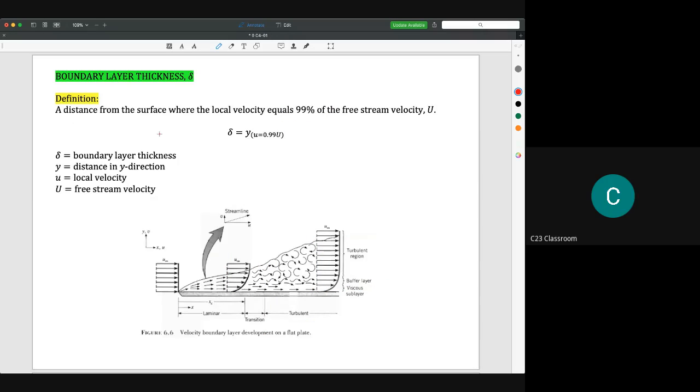Then we need to express it as a mathematical expression. So we could write just this one. We have the delta, and delta is actually the distance on the y-axis.